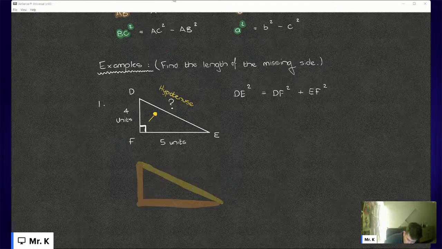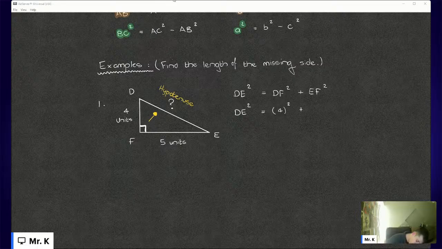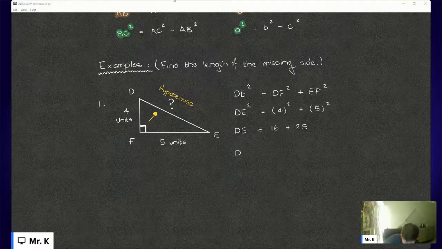So I know that I'm looking for the length of DE squared, so I'm going to leave it as is. DF has a value of 4 units and EF has a value of 5 units. So we will square the value 4 and the value 5. Now, for those of you that don't have a calculator, I'll write this information out, but please make sure you try and bring a calculator to the next lesson if you can. 4 squared is equal to 16 and 5 squared is equal to 25. Again, you may use your calculator for this if you wish.